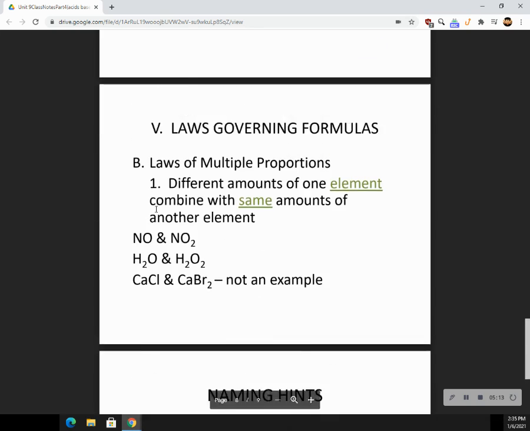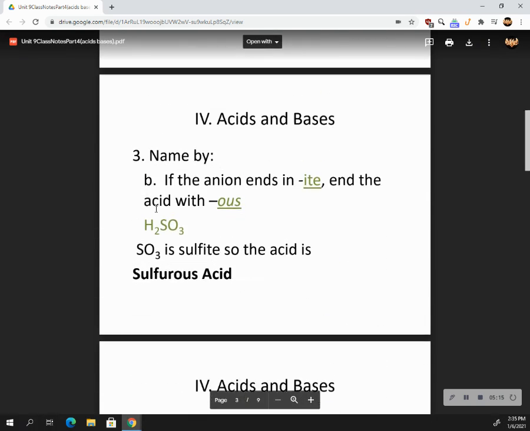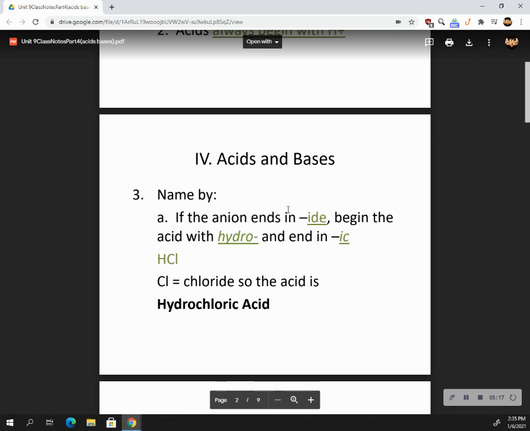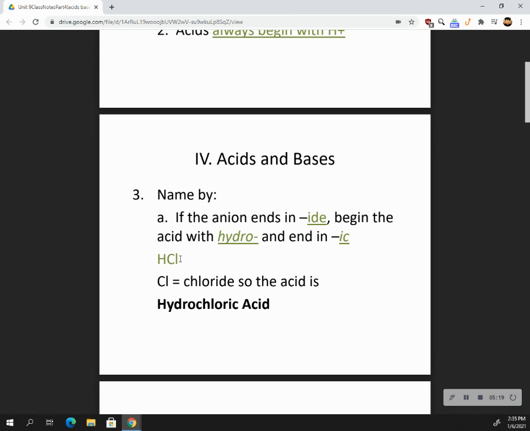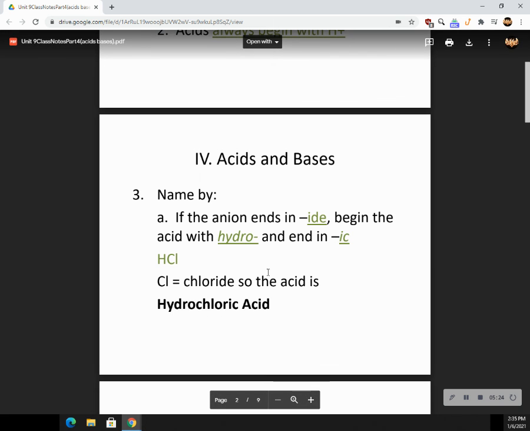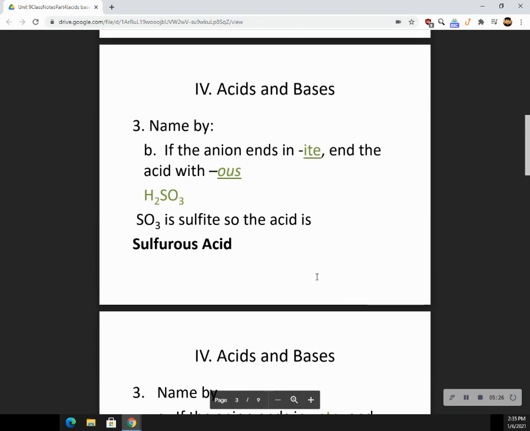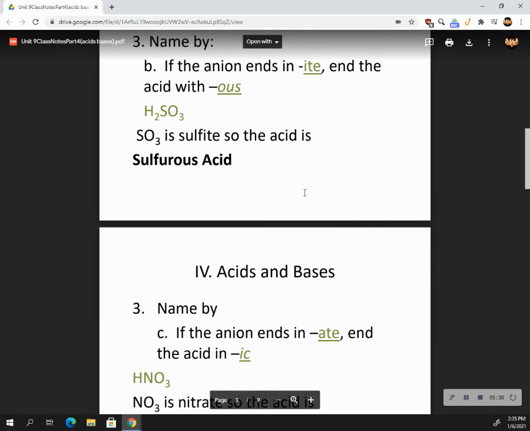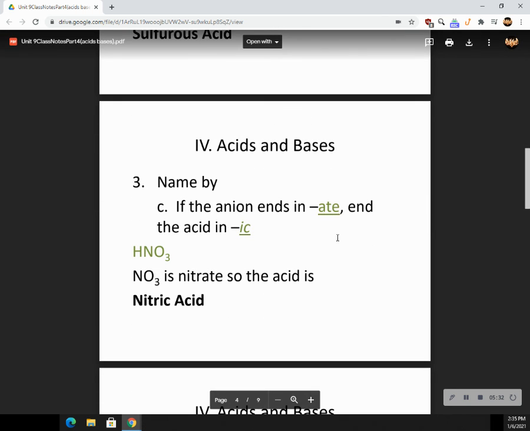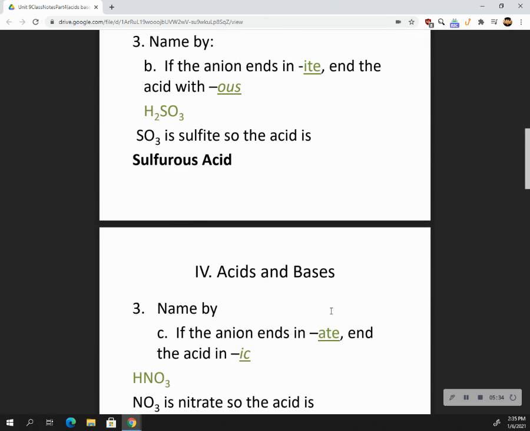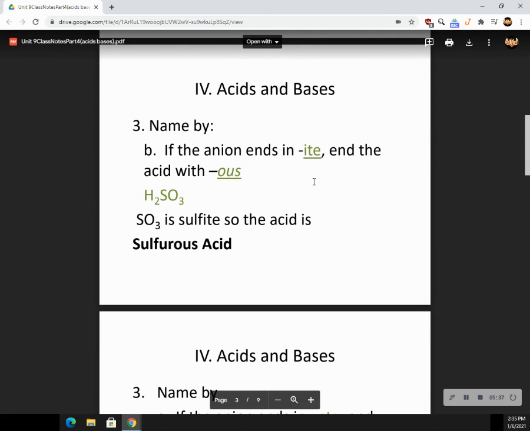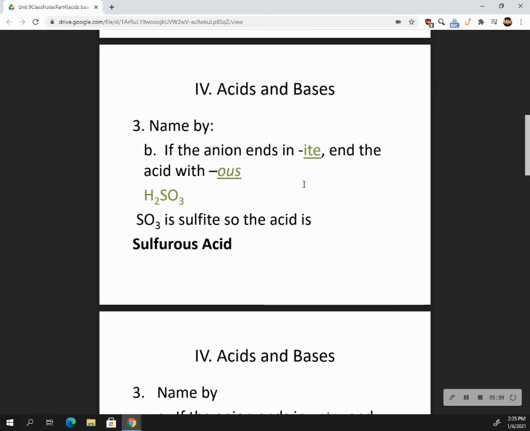Remember, if we go back to our acids, when it is ide, so when it is a singular monoatomic anion, this will make it a hydro-ic acid. And if it is polyatomic, it'll either be us or ic based on its current ending. So ic is when it is ate, and us is ite. And that is the review for today.